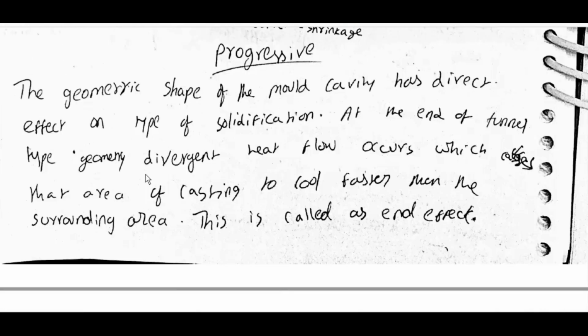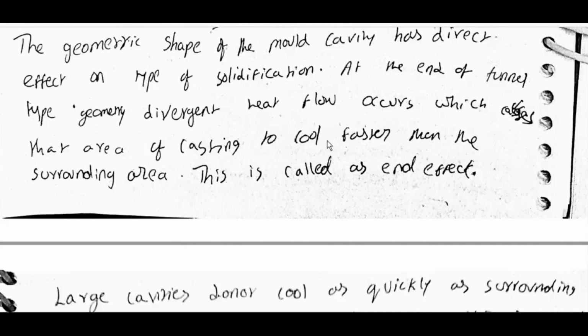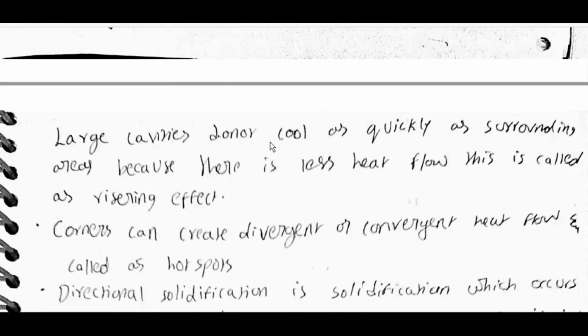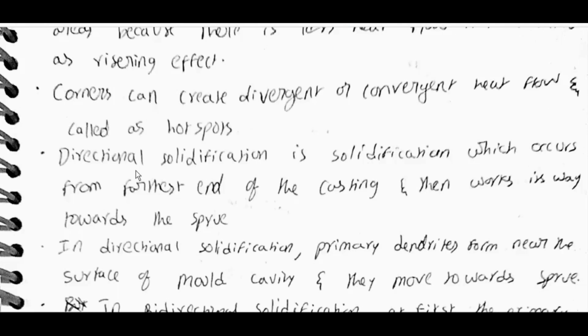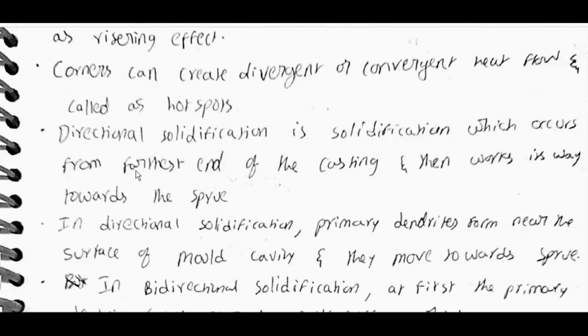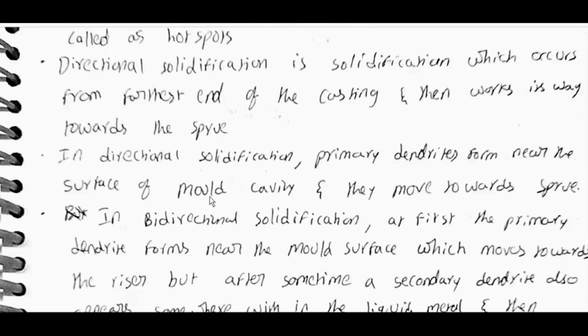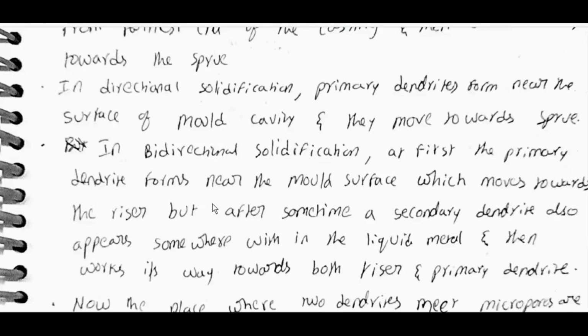Rising effect. Large cavities, corners can create divergent or convergent heat flow called hot spots. Directional solidification is solidification which occurs from farthest end of casting, then works its way towards the sprue. In directional solidification, primary dendrites form near surface of mold cavity, then they move towards sprue.